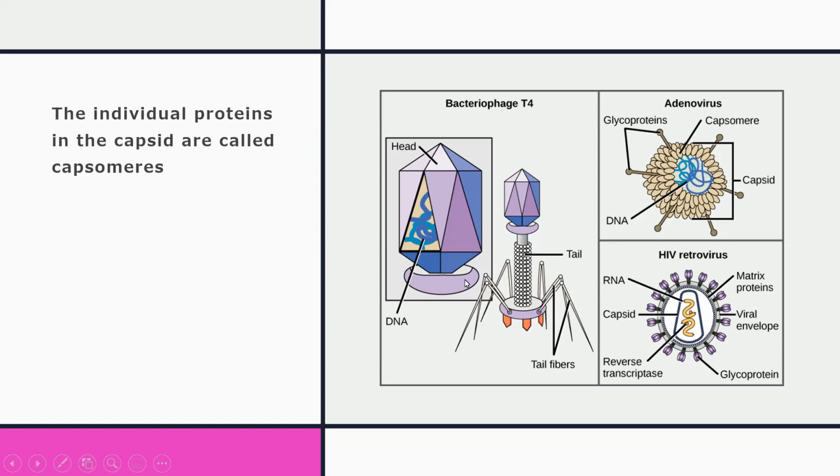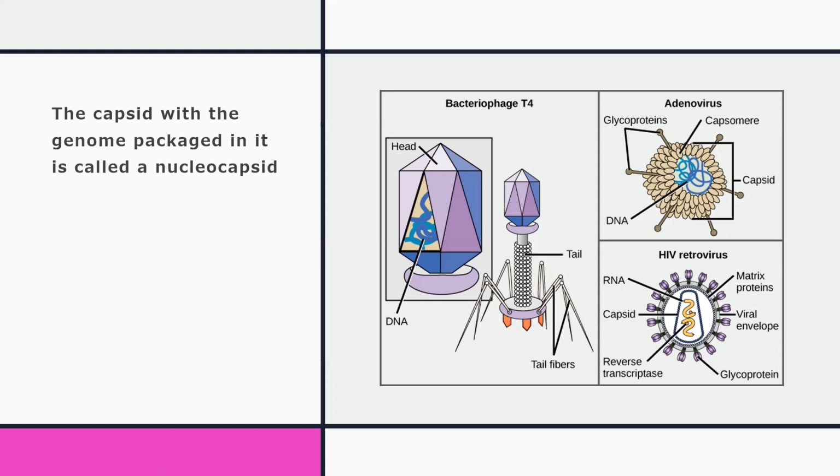Now, the individual proteins in the capsid are called capsomeres, right? So if we look over here at this one, this triangular piece is a capsomere. These little ovals are capsomeres, and these little circles are capsomeres. Now, when a capsid has a genome packaged inside of it, that is called a nucleocapsid. So since we have a genome there, that's a nucleocapsid, that's a nucleocapsid, and this little guy in here is a nucleocapsid.